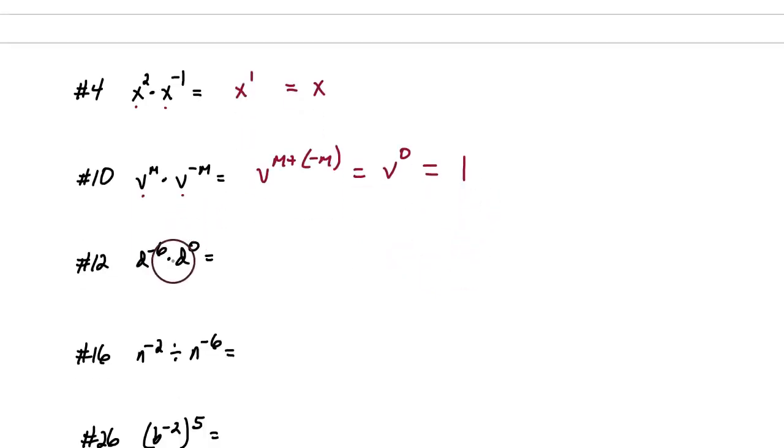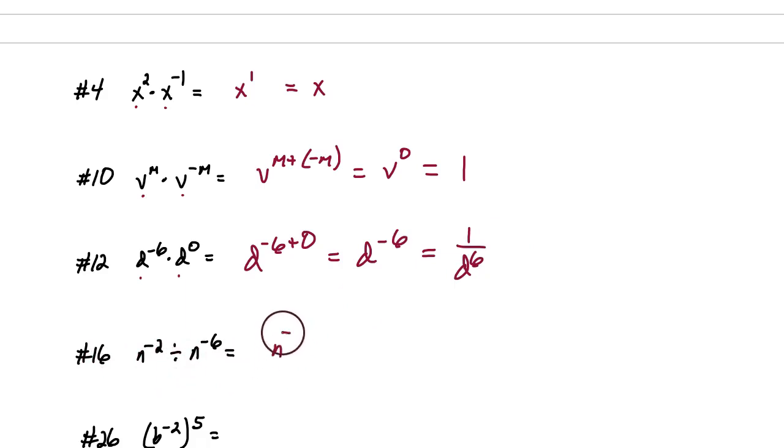Number 12, to multiply things with the same base, keep the base, and add the exponents. But this just makes d to the negative 6. And when you have a negative exponent, take a reciprocal. Number 16, to divide, you subtract the exponents. So we have n to the negative 2 take away negative 6. And this makes n to the fourth.